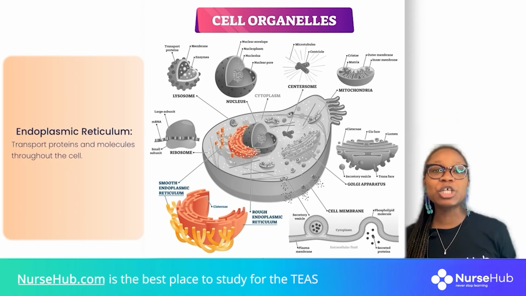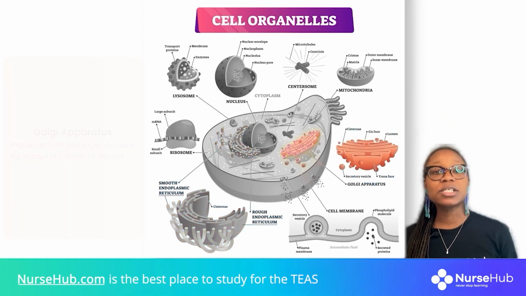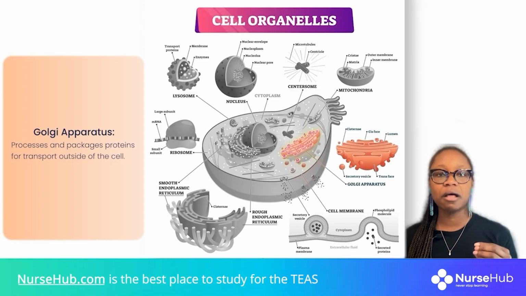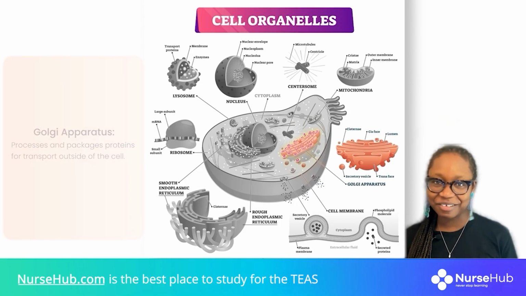The next is the endoplasmic reticulum, or the ER. This is a network of membranes that help transport proteins and other materials throughout the cell. They're super important, and we'll also have another lesson on that. The next is the Golgi Apparatus. This is another membrane-bound organelle, so it is kind of stuck in position within the cell by a membrane. It helps to process and package proteins for transport outside of the cell.